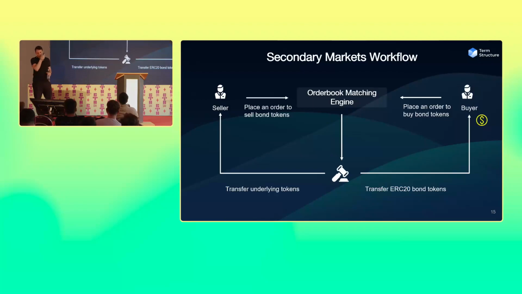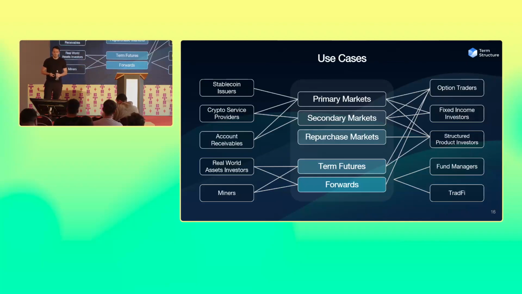As I was mentioning, the workflow is very simple. That's kind of primary and secondary markets. They're synergistic together, and they replicate the TradFi model that has worked in creating liquidity for the last 100 years or so. As I was mentioning, the use cases are many, and the market participants are many as well.